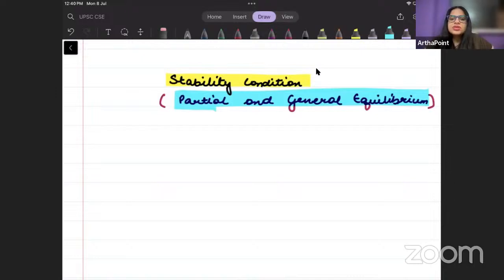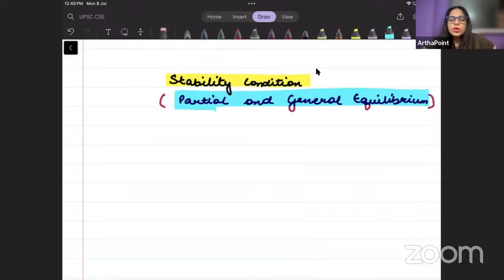This topic is one of the most important topics from the point of view of the exam, and I am pretty sure that there will be one question coming from this in your exam, right? So it is very important that you go ahead and understand this topic very well.